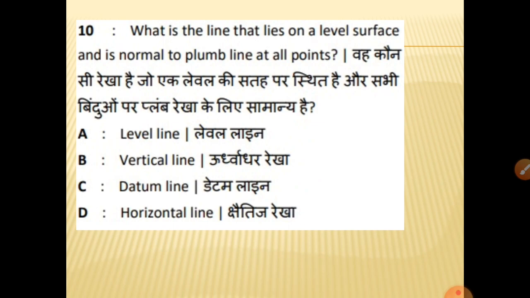10th question. What is the line that lies on a level surface and is normal to plumb line at all points? Level line, vertical line, datum line or horizontal line. Answer is option A, level line.